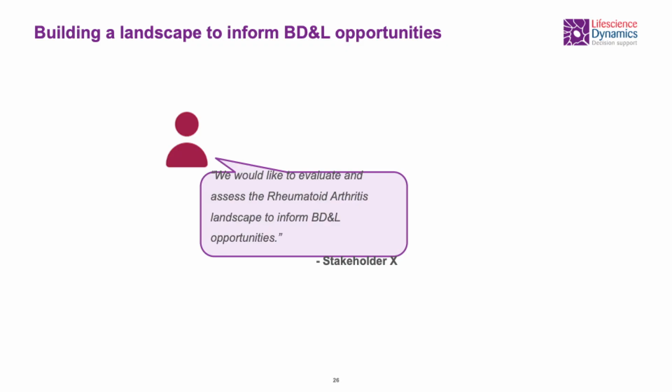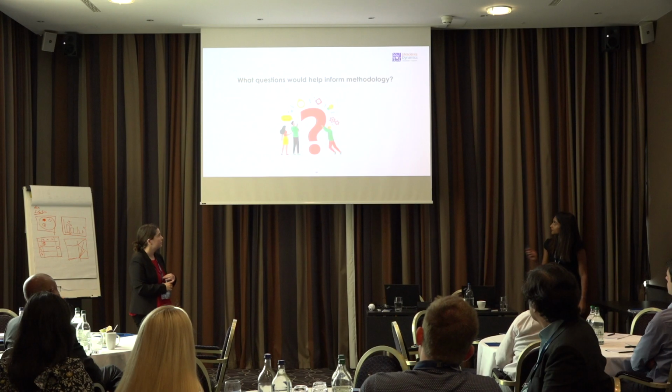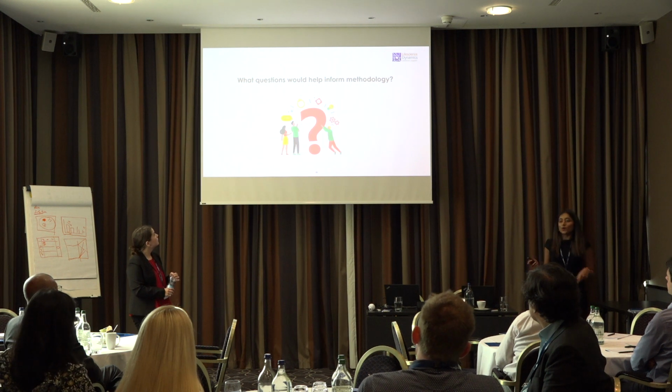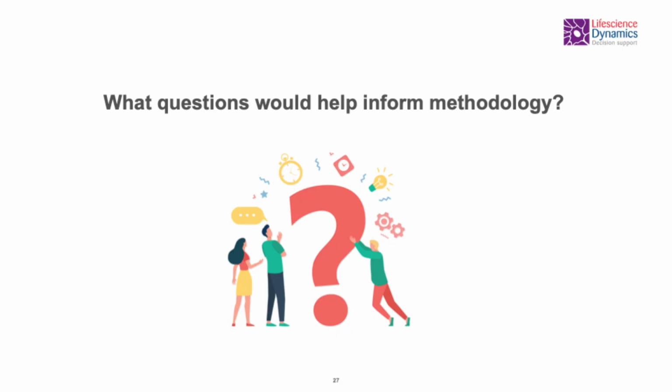So, for instance, let's start with the first example, which is building a landscape to inform a BD&L opportunity, so a business development and licensing opportunity. We have a stakeholder who's come to us and said, we would like to evaluate and assess the rheumatoid arthritis landscape to inform a BD&L opportunity. That's not quite enough for us to dive right in. So what questions would help inform methodology, or what questions should we be asking this stakeholder?